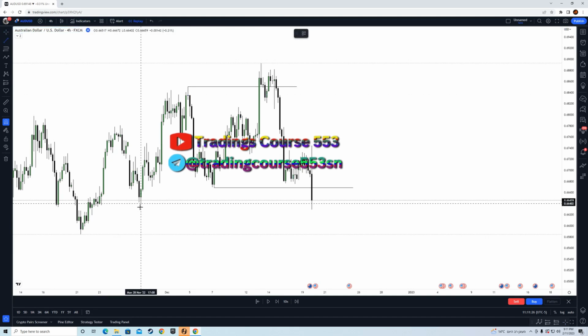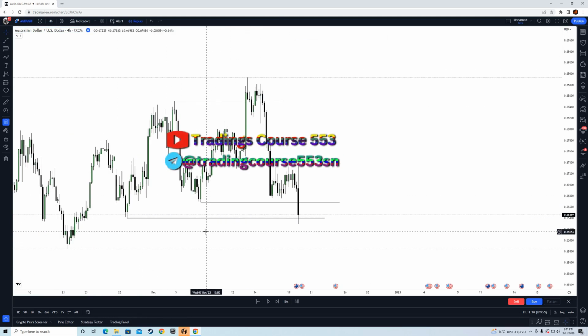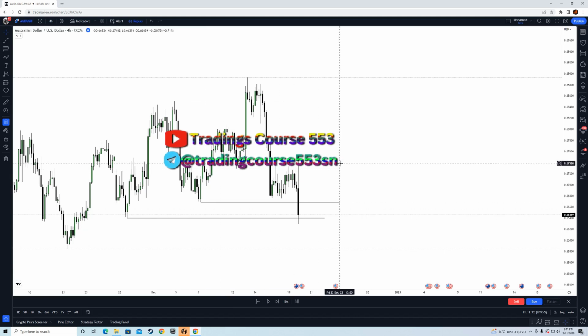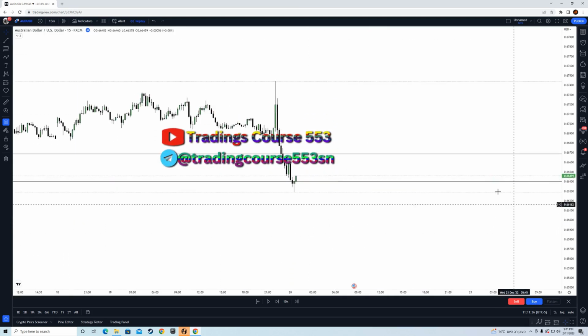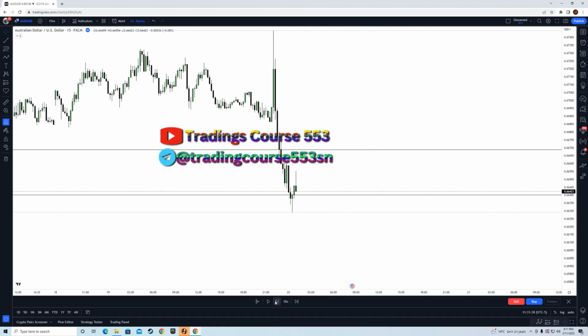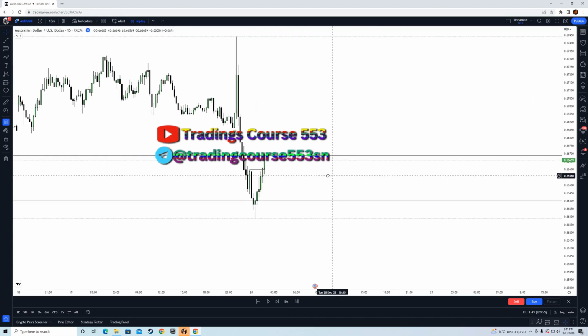market structure shift, and you can see that price also took out this low. So this could be a great sign. Okay, so let's drop down to 15-minute time frame and look for market structure shift. And there we have our market structure shift.